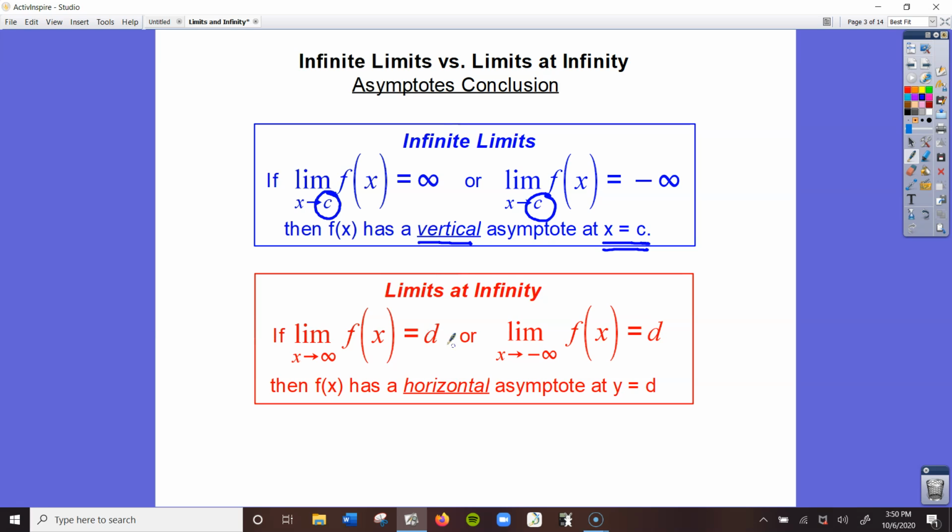Now, for a limit at infinity, meaning that x is approaching some kind of infinity, if you get some number, that means you have a horizontal asymptote at that y value. Remember that the answers to limits are the intended y value of your graph. So therefore, if it equals a number, that is your horizontal asymptote.